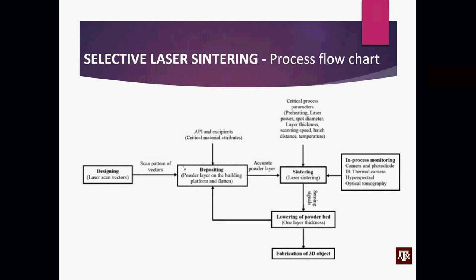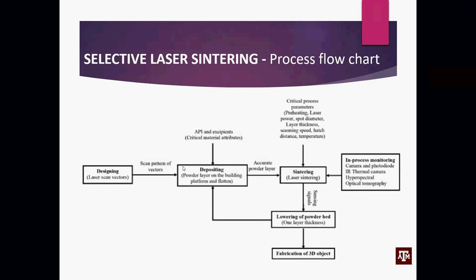dosage form. In that case, we have critical process parameters that can affect your dosage form, like the preheating of the powder, meaning the temperature you are going to use, the laser power, the spot diameter, the layer thickness that you already created in your slicing program, and the scanning speed. Every time you decrease the laser speed, that gives the laser a longer time in contact with the drug particles, which gives harder tablets. If you use a high speed laser, the laser will be in contact less with the powder, and it will give friable tablets.